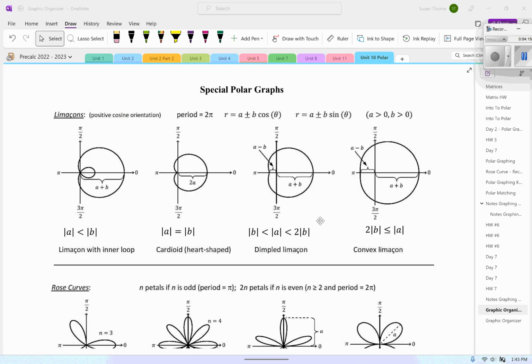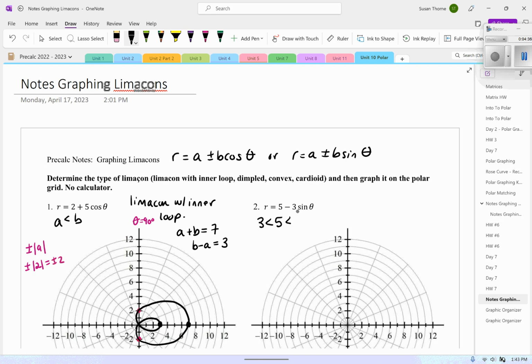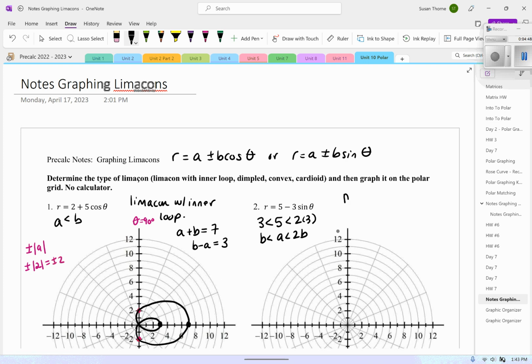So again, if we go to our graphic organizer, you'll notice that in this case, we're going to end up with a dimpled limacon because our a value, so let's go back here. So notice that this value here is less than 2 times this value, but greater than b. So 3 is less than 5, which is less than 2 times 3. So b is less than a, which is less than 2b. And of course, it's always the absolute value of those as well. So this is a dimpled limacon.